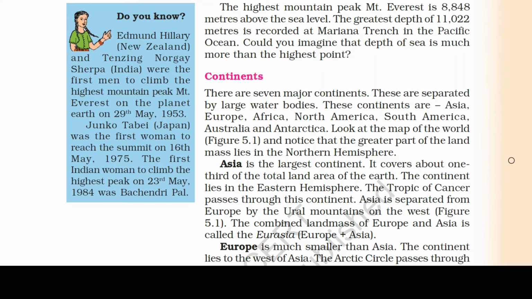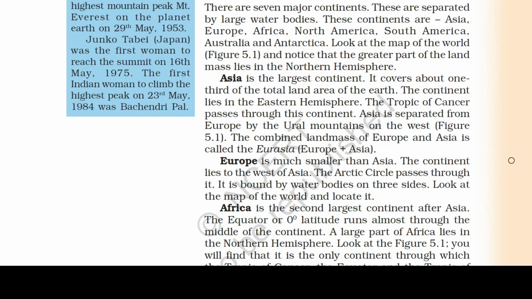The continent lies in the eastern hemisphere. The Tropic of Cancer passes through this continent, and Asia is separated from Europe by the Ural Mountains on the west. You can see everything in the world map given in your book. The combined landmass of Europe and Asia is called Eurasia.